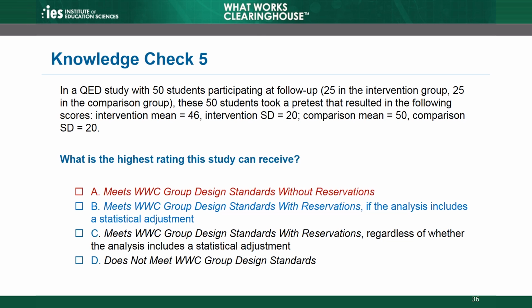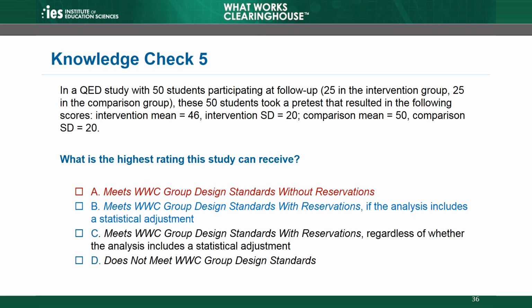The study must demonstrate equivalence, and in this case, using the formula for Hedges G, the baseline difference comes to 0.20 standard deviations. This is in the adjustment range of 0.05 to 0.25. Therefore, the study's analysis requires a statistical adjustment. If the study controls for baseline differences, then it could potentially receive the meets WWC group design standards with reservations rating.